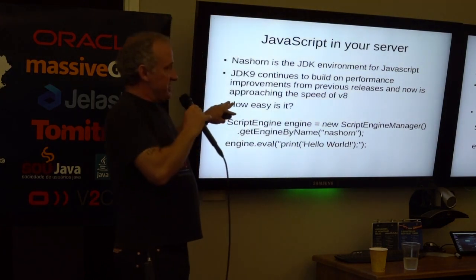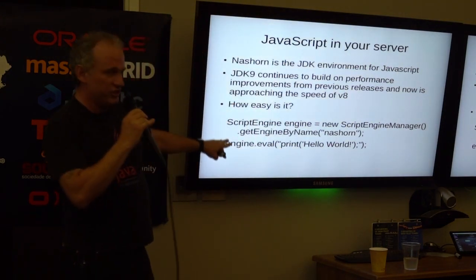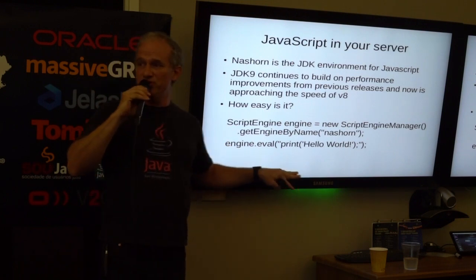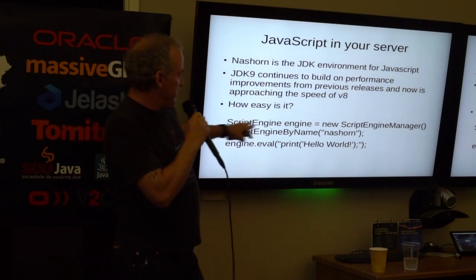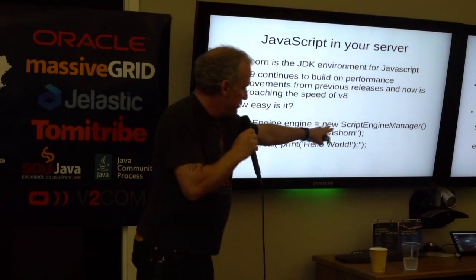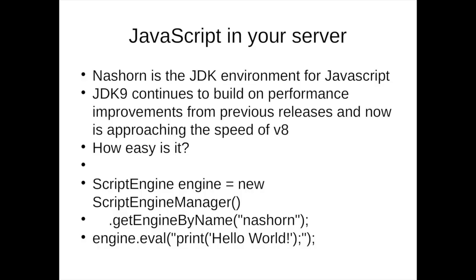And how easy is it to get going? These two lines show you a super simple example of running a little JavaScript. You can ask for a new script engine from the script engine manager. You ask for it by name, Nashorn. And then here you go, engine.eval, and you can put any JavaScript you want in there, and it'll run it. It will convert it to Java bytecode and execute it.